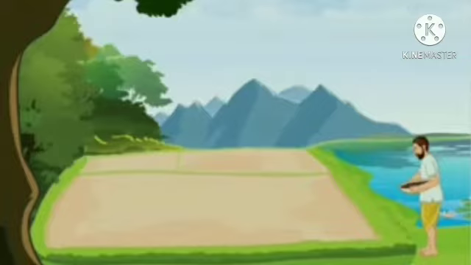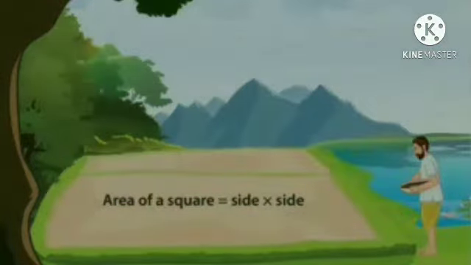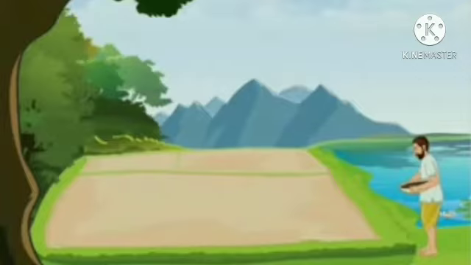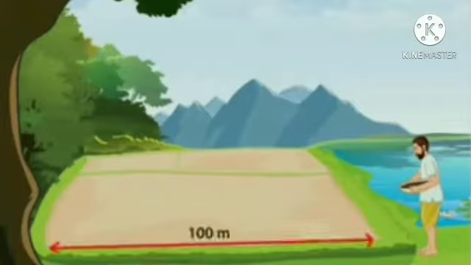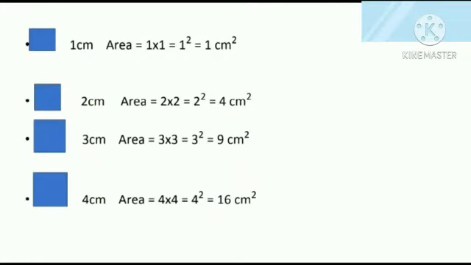We already learned about the area of a square. Area of a square is equal to side into side. If the length of the side of a square is 100 meters, its area is equal to 100 into 100 meters square, which is equal to 10,000 meters square. If the side of a square is 1 centimeter, its area is equal to 1 into 1, which is equal to 1 square, which is equal to 1 centimeter square.